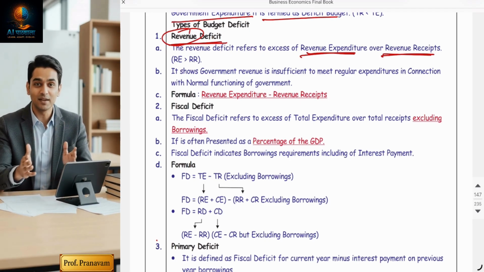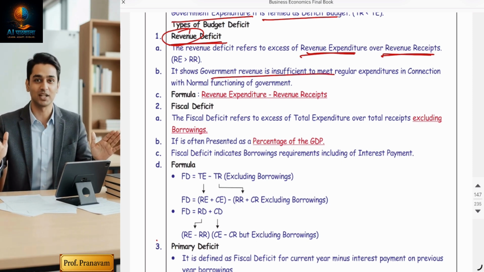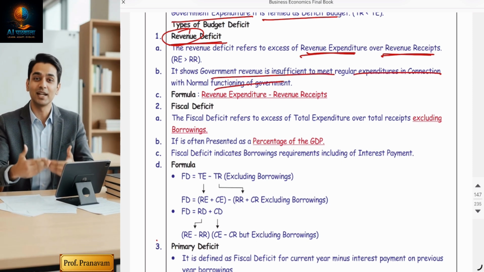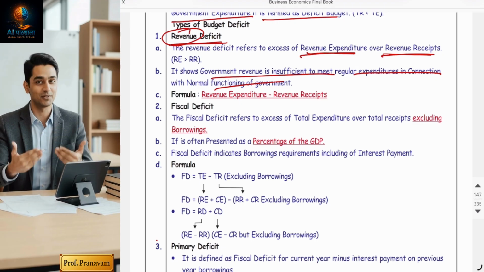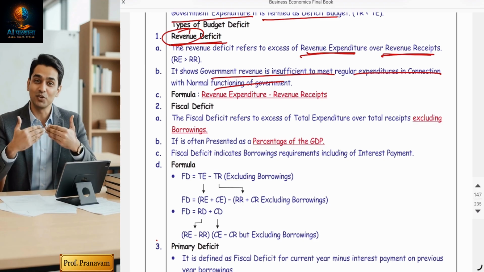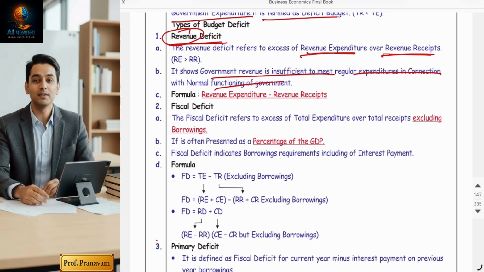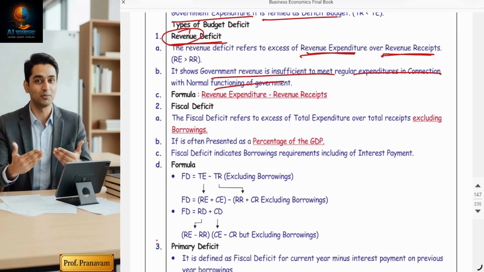Now, what does this indicate? Friends, it indicates the government cannot meet its routine expenses from revenue income. In any country where there is a revenue deficit, it indicates a worse financial position of the country. The country is poor. Government is not able to manage the daily expenditures also. Forget about development. That's why it indicates underdeveloped countries.